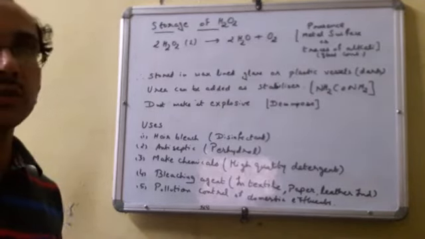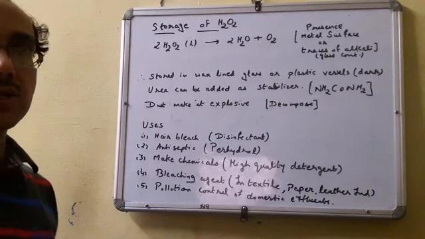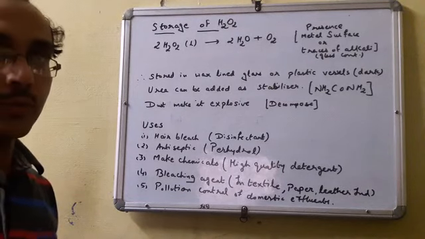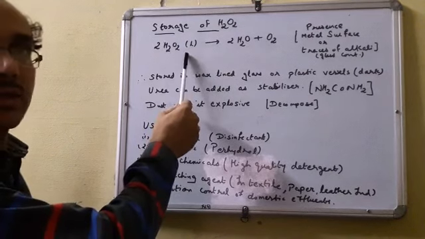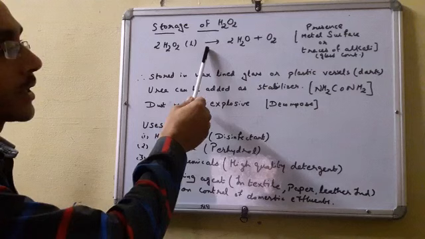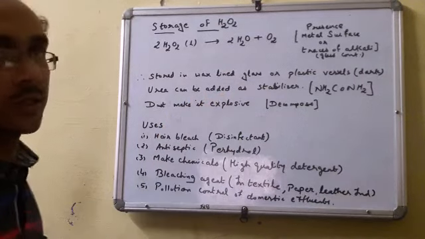Now just see the storage of H2O2. In the presence of light, H2O2 decomposes and the following reaction occurs. This is hydrogen peroxide. It is in liquid form. In the presence of light, it decomposes to give water and oxygen.